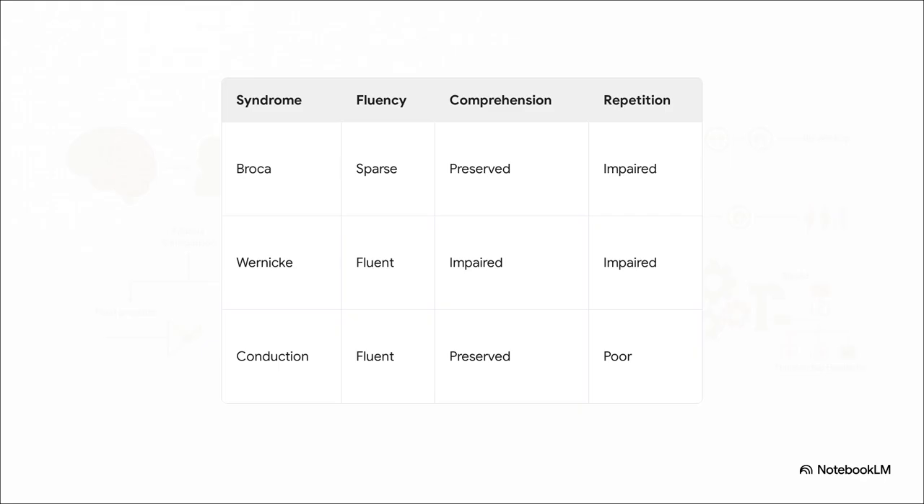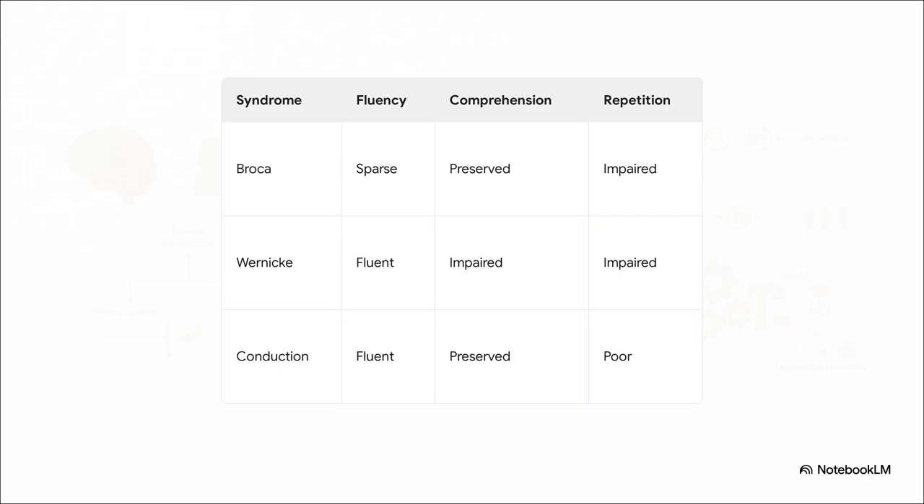Now, Wernicke aphasia is a different story. These patients have very fluent, voluminous speech, but it's ultimately meaningless. They've got impaired comprehension and impaired repetition, usually due to a dominant posterior superior temporal injury. A huge clue to look out for is an associated right superior visual field defect.